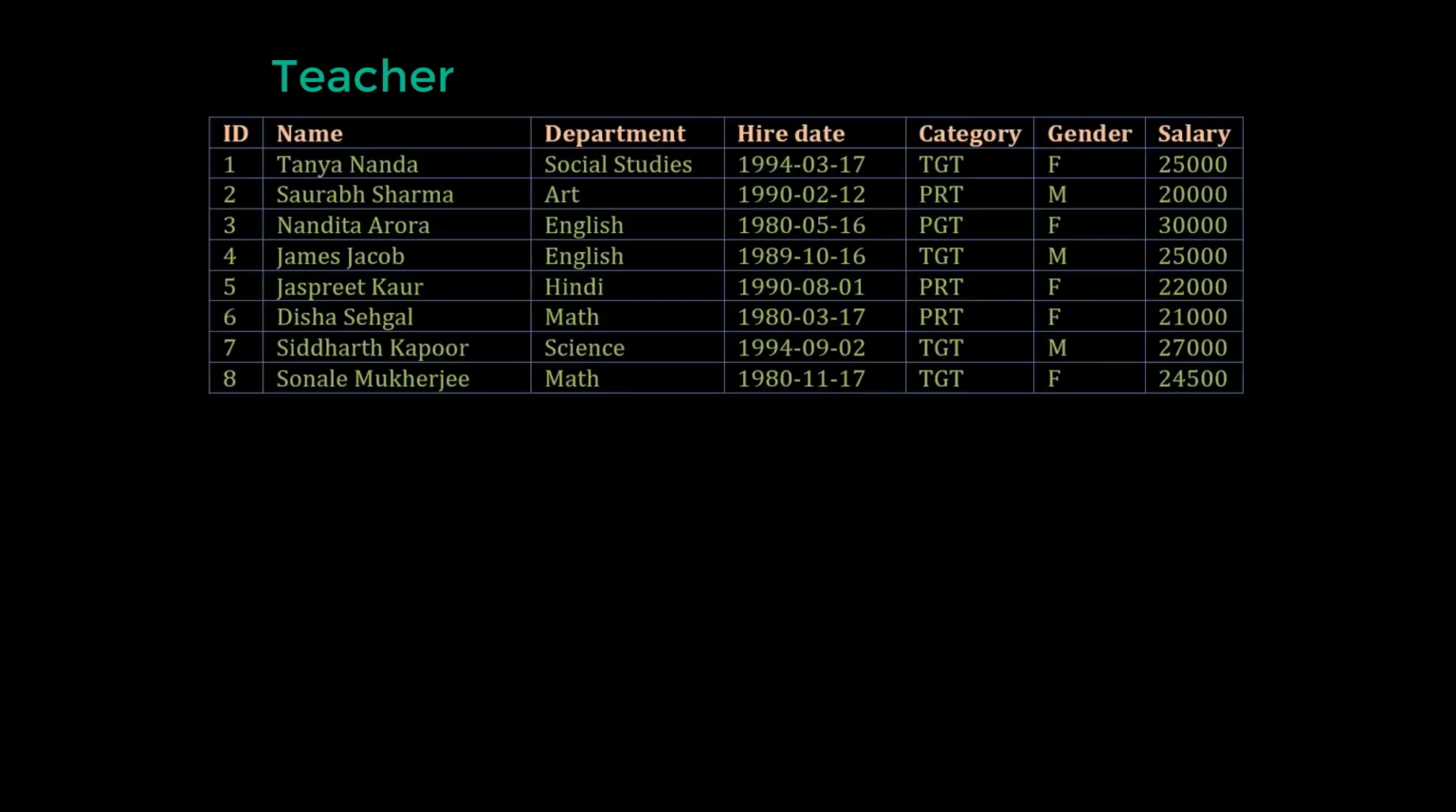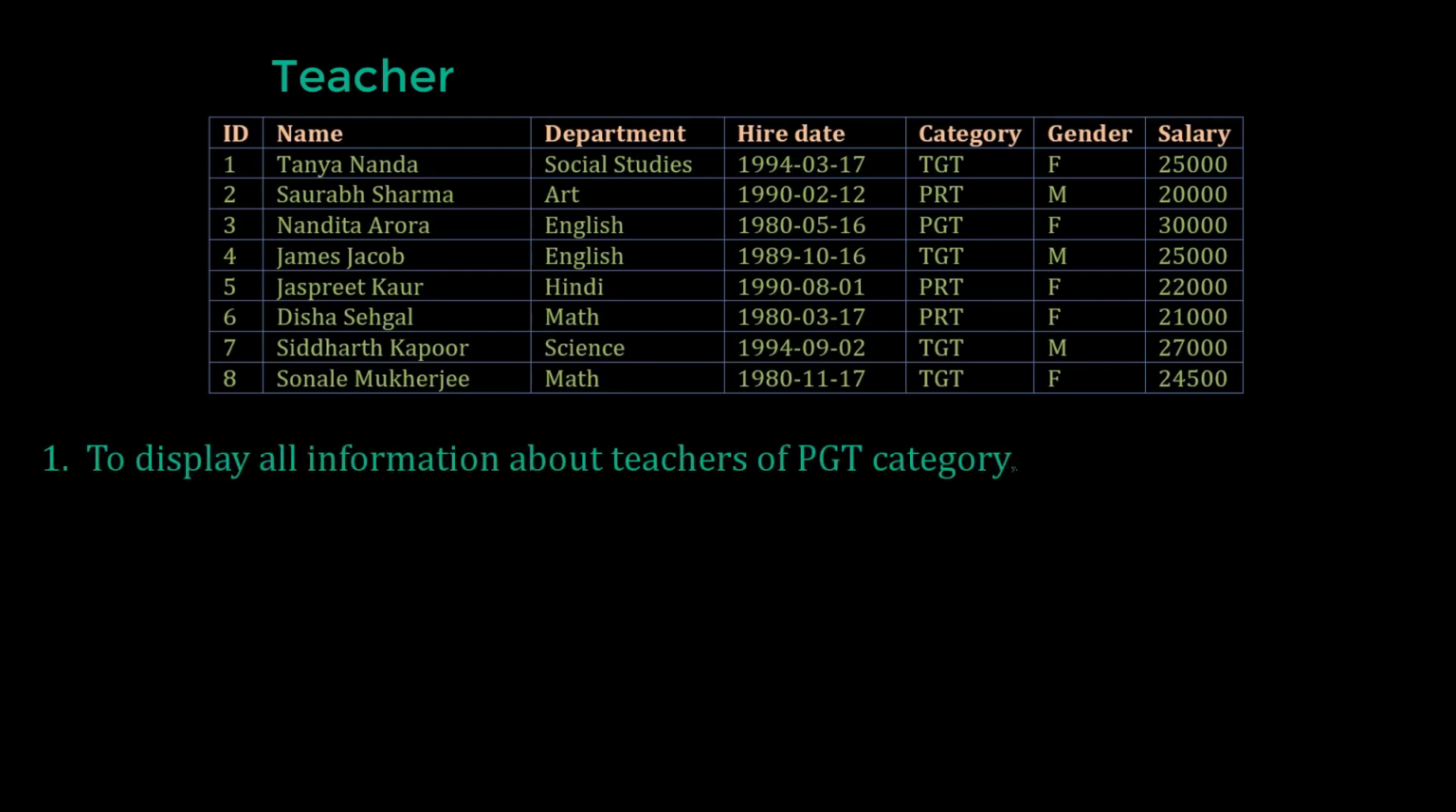Suppose a teacher table with the following data. So let's start doing some questions based on this table. Question number 1. To display all information about teachers of PGT category. Answer is select asterisk from teacher. Here the asterisk sign is a wildcard, meaning all columns of the table, and from is a clause of the select command to identify the table name.